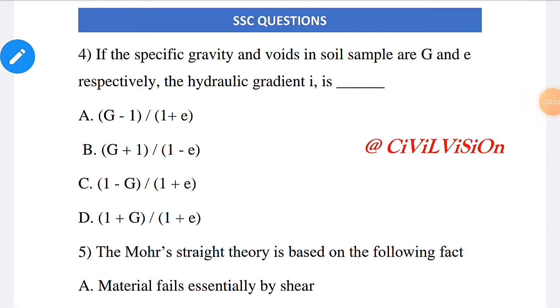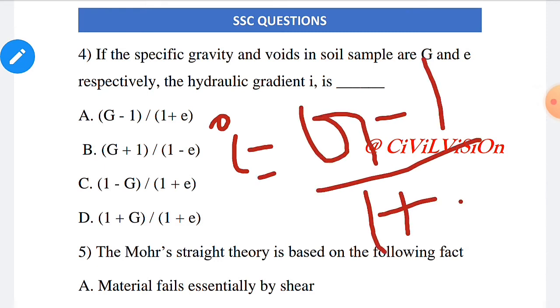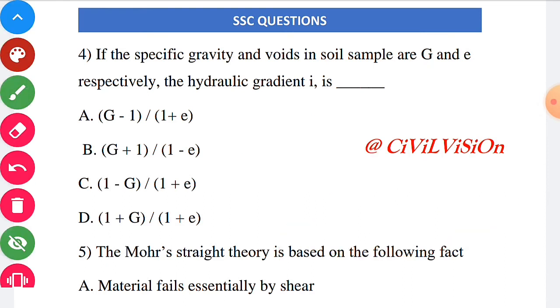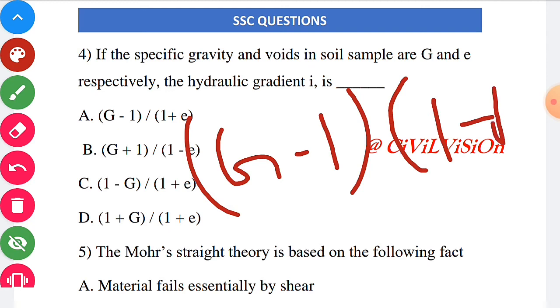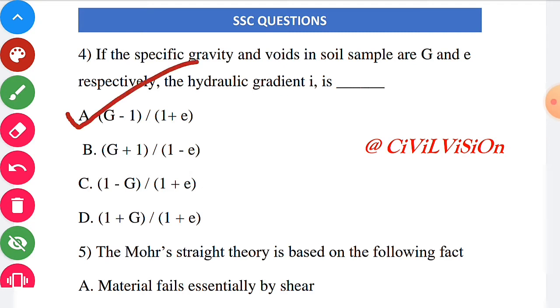Fourth one, if the specific gravity and voids ratio of a soil sample are G and E respectively, the hydraulic gradient I is. We know the formula, hydraulic gradient equals G minus 1 divided by 1 plus E. Otherwise, instead of E, we substitute in terms of porosity. We know the formula E equals N divided by 1 minus N. Finally resolving, we get G minus 1 into 1 minus N. We have two relations, between G and E and between G and N. Therefore, the correct answer for this question is G minus 1 divided by 1 plus E, option A.